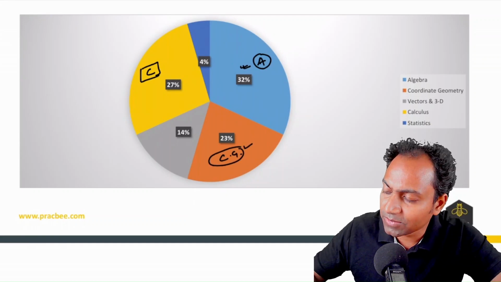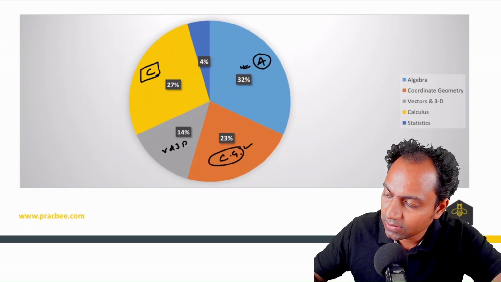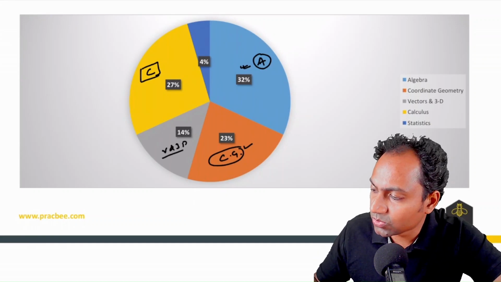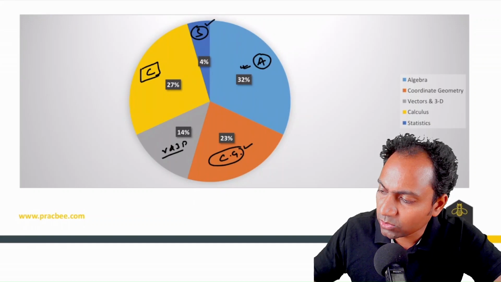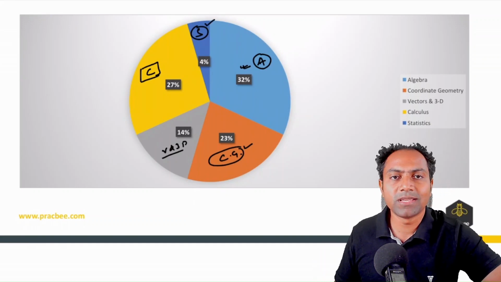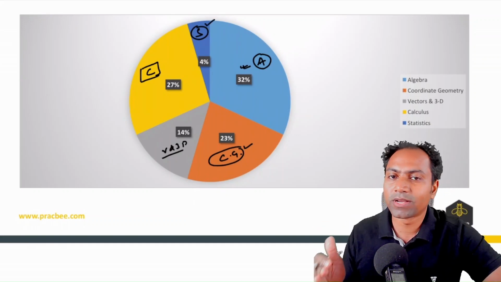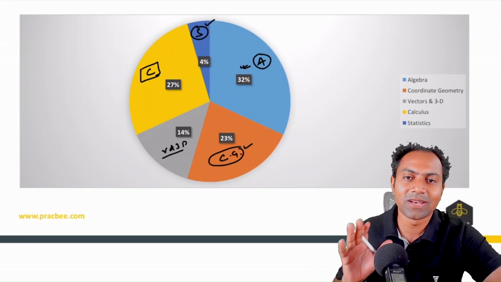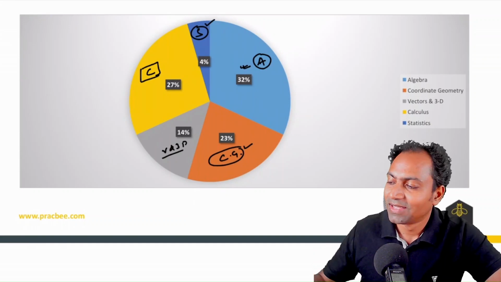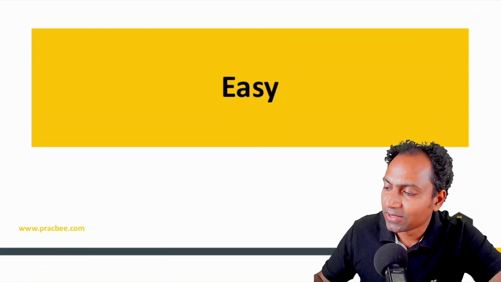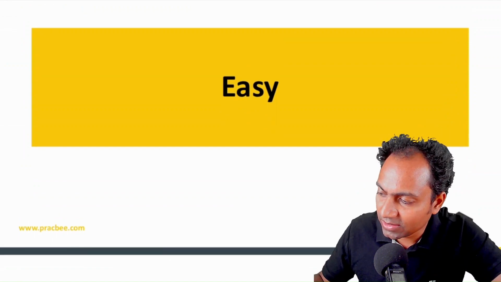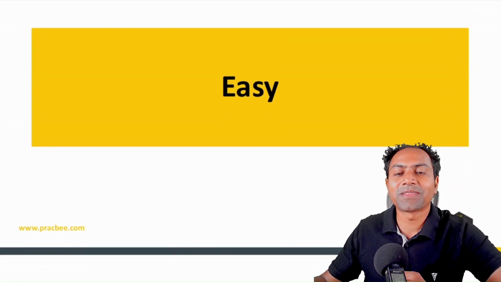And then 14% came from vectors and 3D, and the remaining questions were from stats. So there was one question from stats. You can see that largely this distribution is in line with whatever has been the pattern of JEE Mains for the last 2-3 years. Now let us start the second part of this discussion, the questions that came into the paper that were easy in nature.